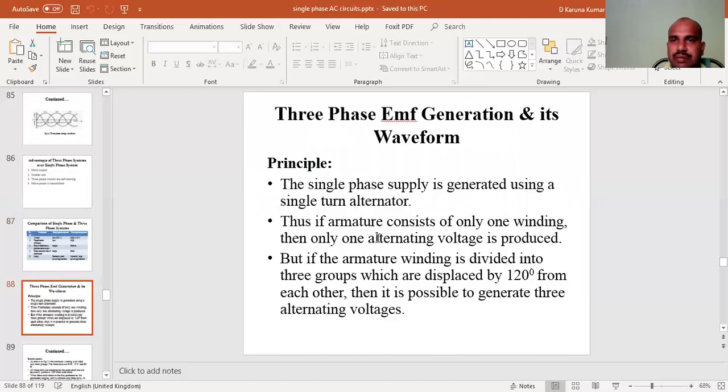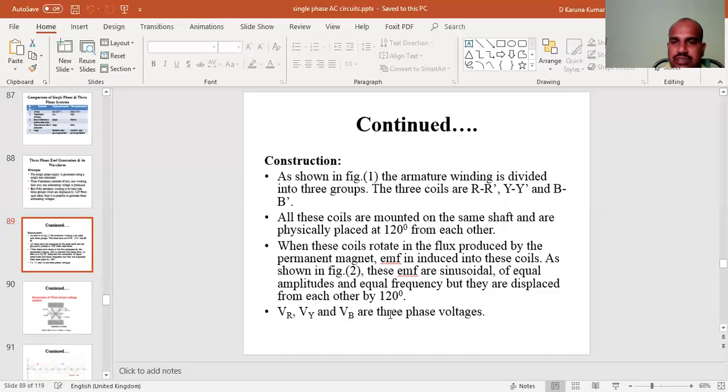Next is three-phase EMF generation and its waveforms. The working principle of three-phase EMF generation: the single-phase supply is generated using a single-turn alternator, with only one armature winding. Thus, if the armature consists of only one winding, then only one alternating voltage is produced. But if the armature winding is divided into three groups, displaced by 120 degrees from each other, then it is possible to generate three alternating voltages.